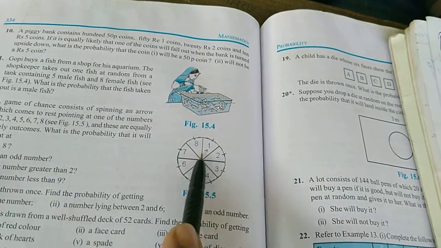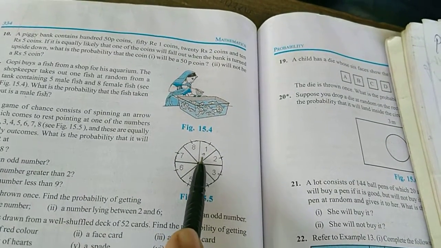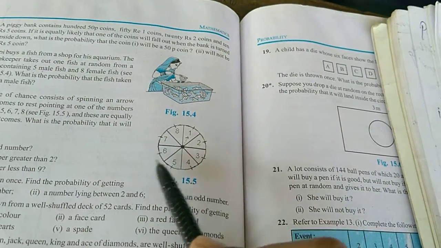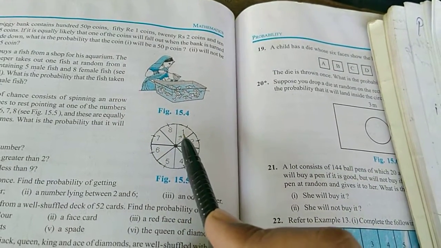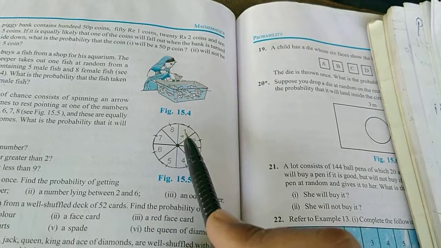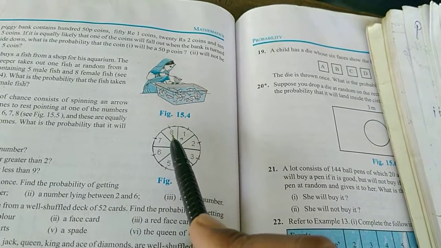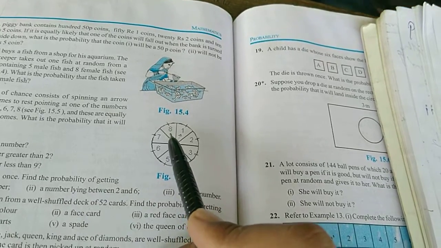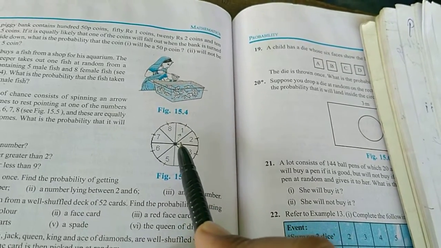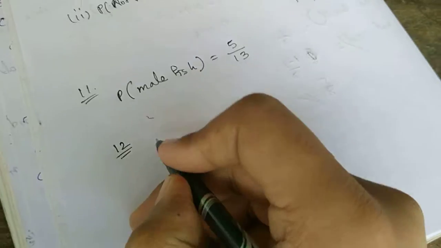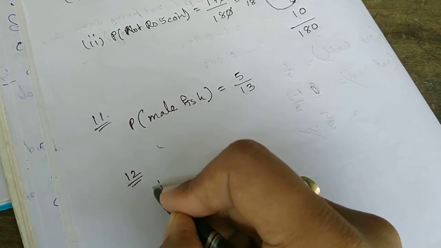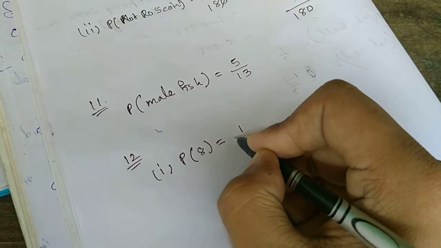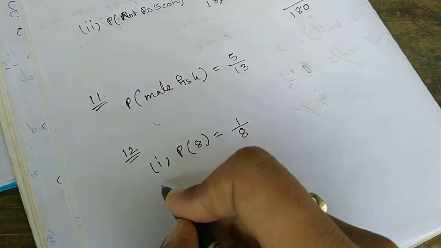So this is the pointer, and you rotate it. Suppose one value comes, which may be 8 or any other. So what is the chance of 8 coming in this question? The chance of 8 coming is 1 chance out of 8 chances. So what is your first part? Probability of 8 will be equal to 1 chance out of 8 chances in total.